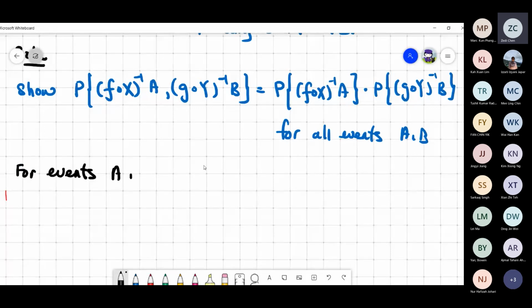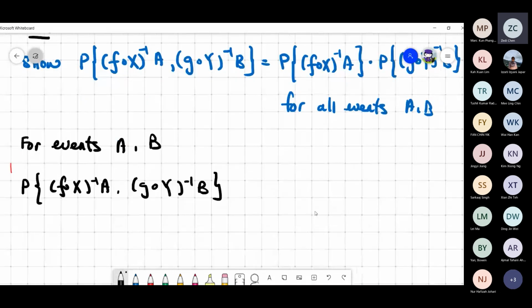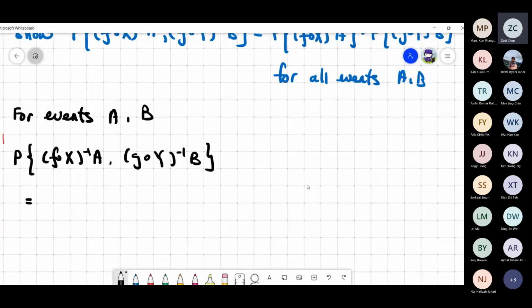Let's consider two events A and B. So let's begin with this line, P of F composite X inverse A and G composite Y inverse B. Okay, so we know this, so this is equal to the inverse of X, inverse of F over here.